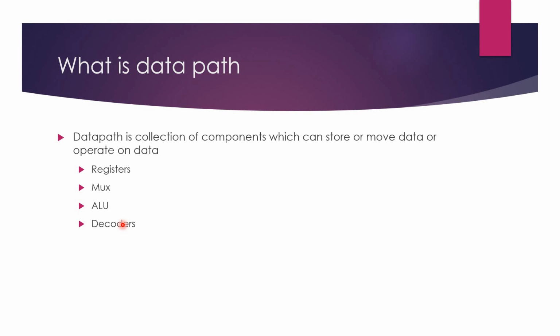Your adder is a data path. Your multiplier is a data path. Registers are examples which can store or move data, or operate on data. An adder operates on data. A multiplier operates on data. An ALU operates on data. Anything which can store, move, or operate on data is called a data path. So please understand this definition.